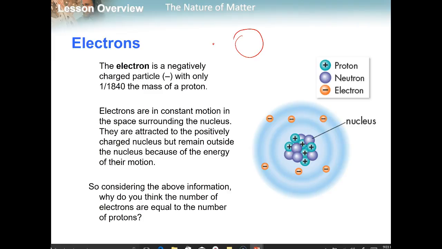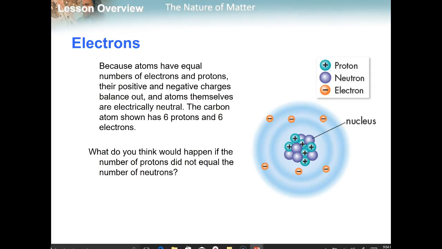Now electrons, as I suggested, are in constant motion. They're constantly spinning around the nucleus. Because they have that negative charge, they are attracted to the positive protons that hold them into place. So as you can see here, we have 1, 2, 3, 4, 5, 6 protons, which means we're going to have 6 electrons. So we'll see that the number of protons will always equal the number of electrons because of that attraction that they have. So that is going to form the atom.